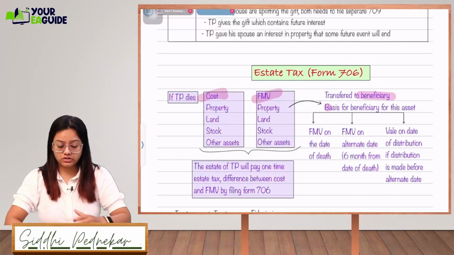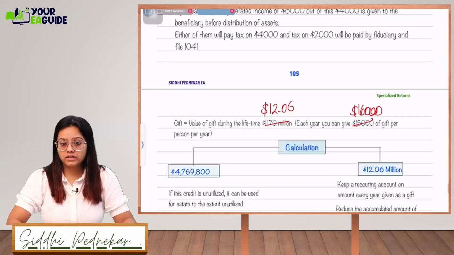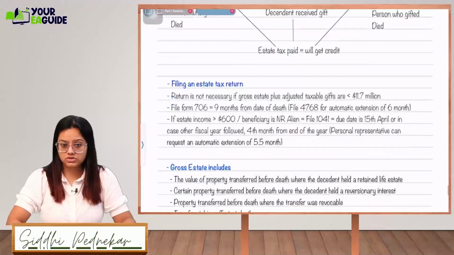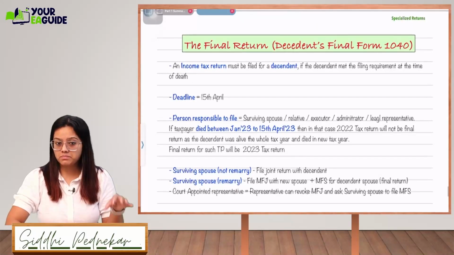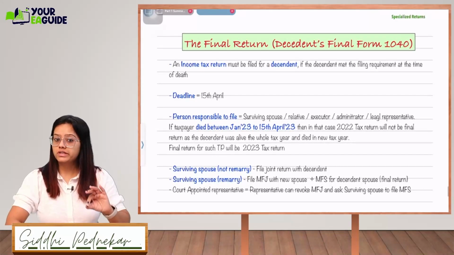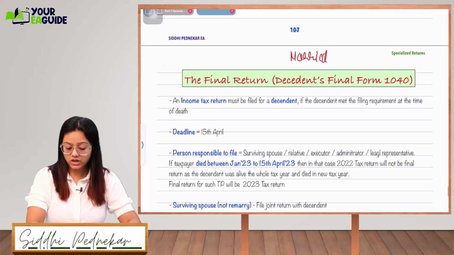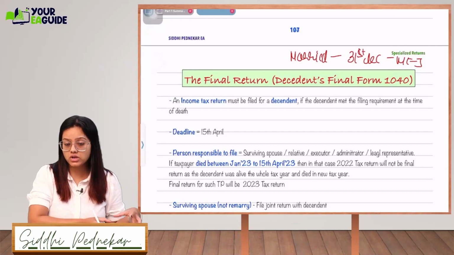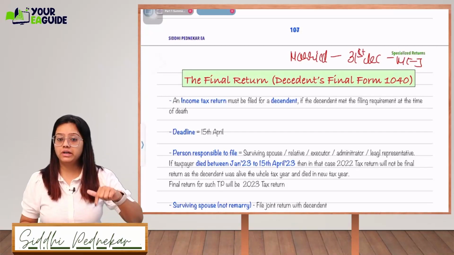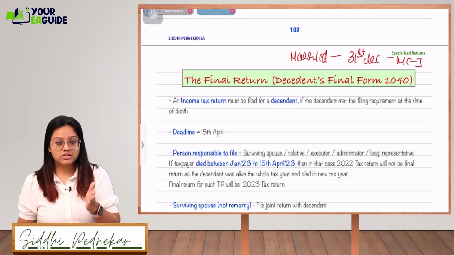Basis for the beneficiary for this asset. Wait, first, before understanding the estate, let's understand the decedent's final return. Just a minute, guys. See, once the gift and everything is done, now what happens? A person dies. In the year in which the person dies, you have to check if that person was married during the whole year. So on 31st December, his spouse's status will be MFJ if she doesn't remarry someone else. Before the end of the year, you have to check the status.